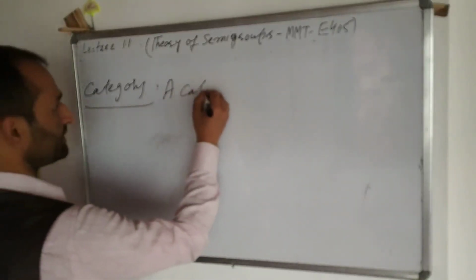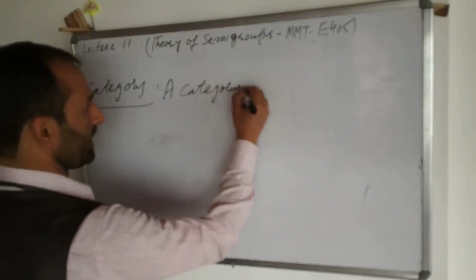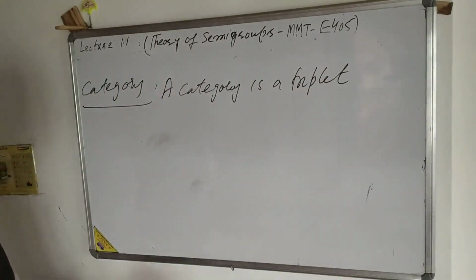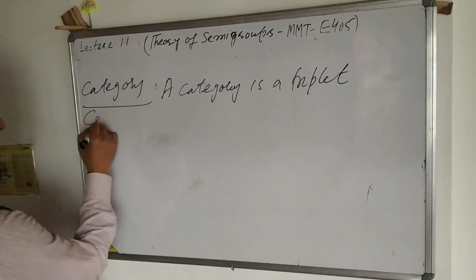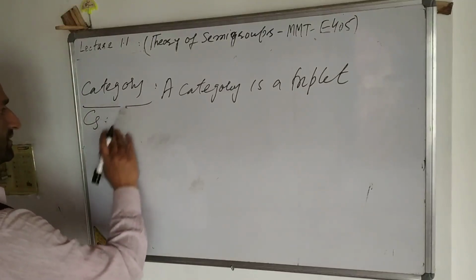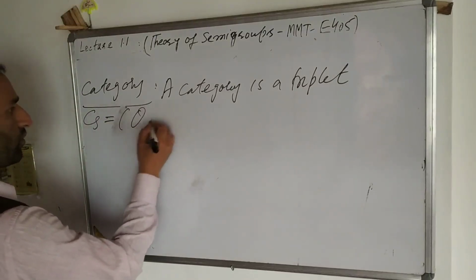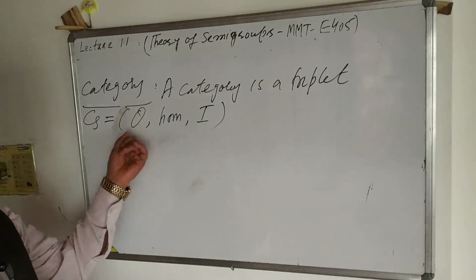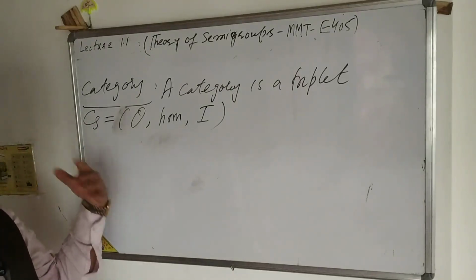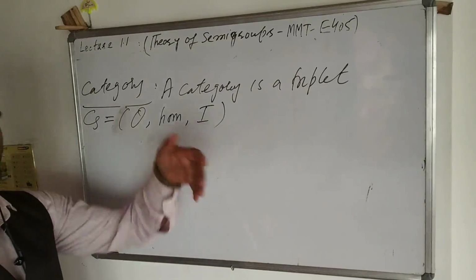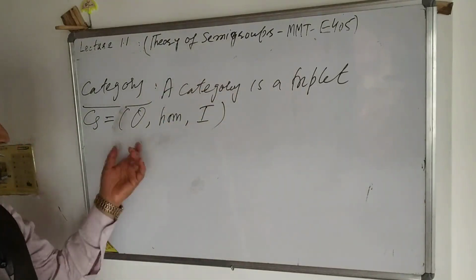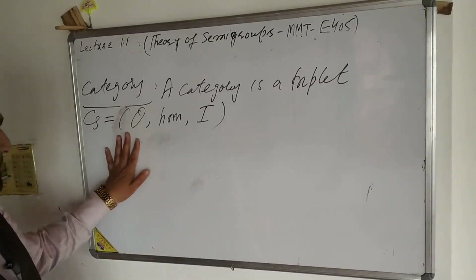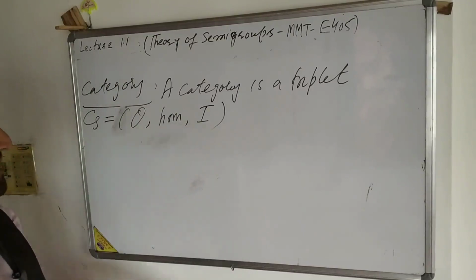A category is a triplet C equal to O, hom and I. In this case, O is not in general the class of sets, hom is not the class of mappings, and I is not those identity mappings, but it's a very general concept. O may be any set, hom may be anything. But if this triplet has the following properties, then this triplet is called a category.